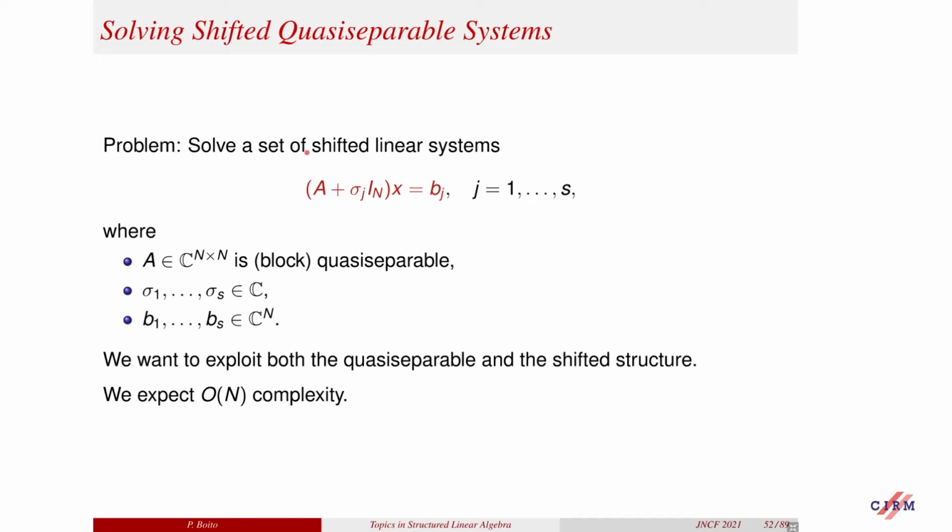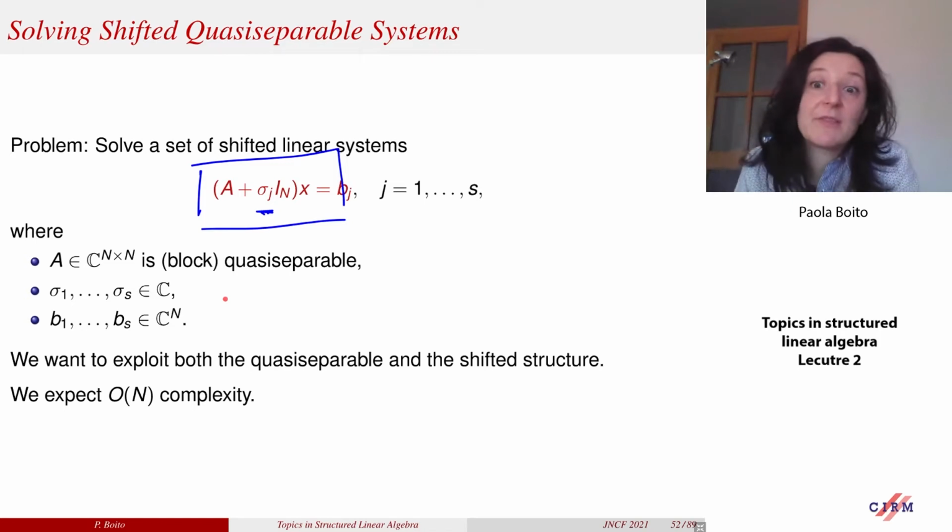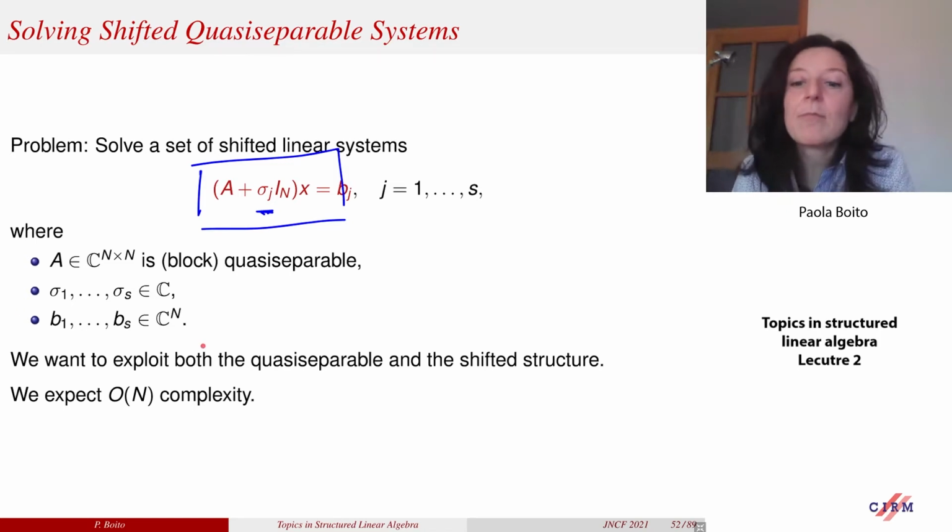So as we said, our problem is we have this set of shifted linear systems. We call sigma j the diagonal shift of the jth system. We assume that A is quasi-separable, and the sigma_j are, of course, complex numbers, and the b_j's, the right-hand sides, are vectors. They can be the same for all the systems, or they can change. So we want to exploit both the quasi-separability of A and the shifted structure.